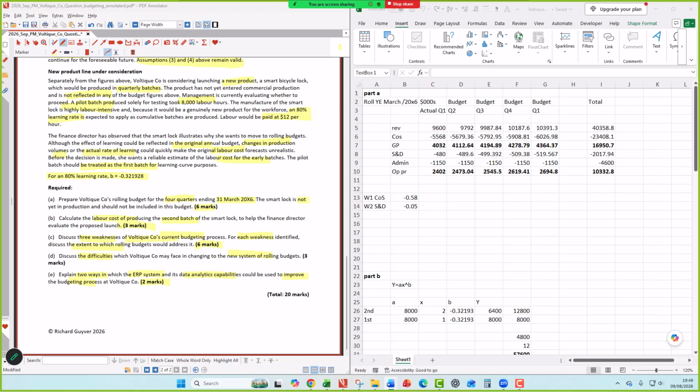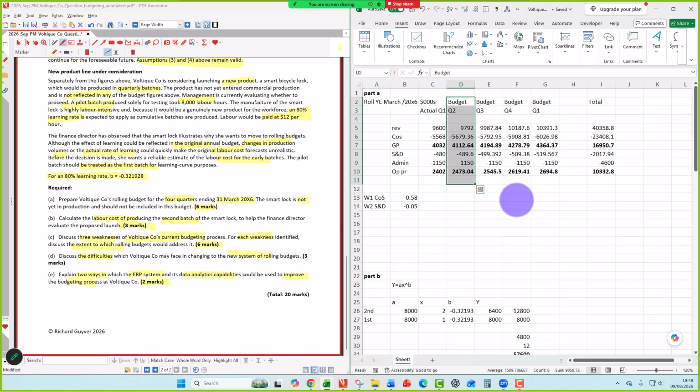When we're dealing with rolling budgets, make sure that you're always referring to the actuals, and there's a clue in the name, isn't there, that it rolls forward. So make sure that you get this baseline correct and how the next one references that baseline, and then make sure you follow it through correctly. That's easy marks if you get it right. So do make sure you do that.